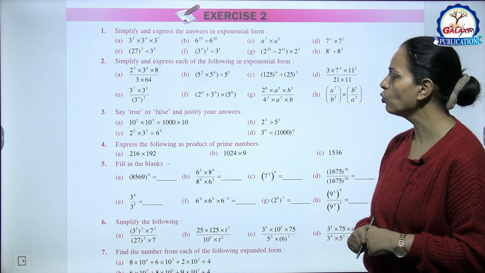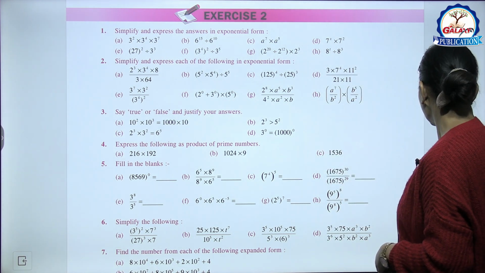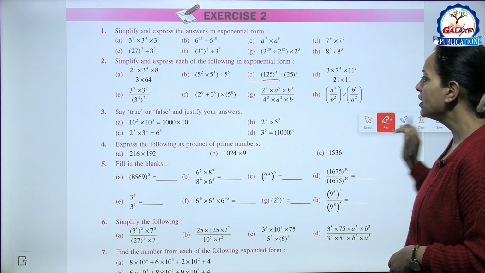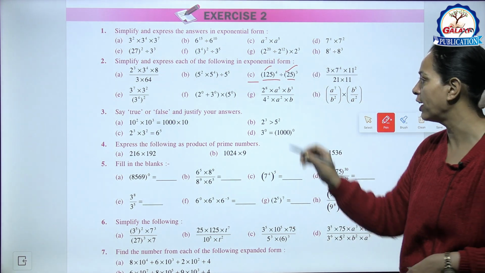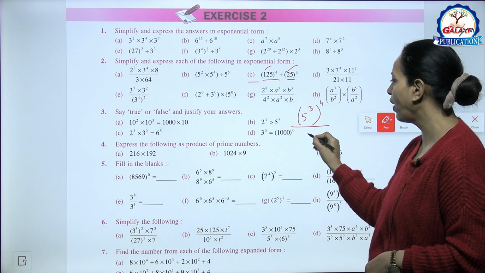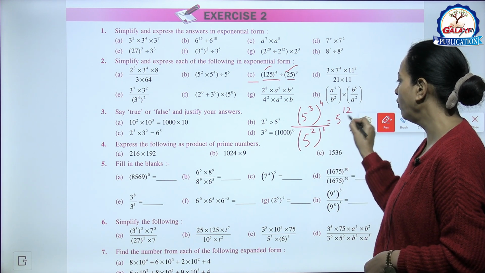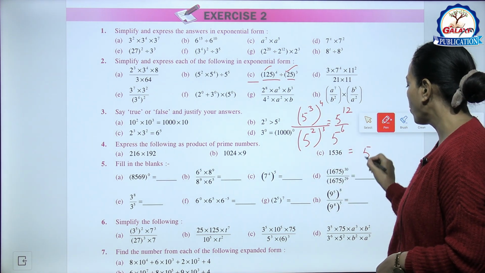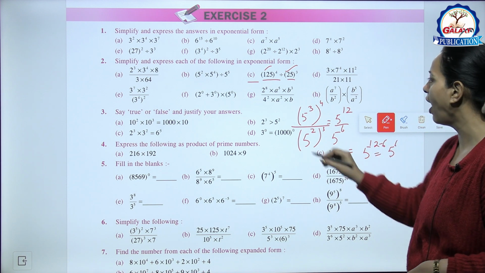Now see the next question number 2. Simplify and express each of the following in exponential form. So see here how to do, like C part, 125 whole power 4 divided by 25 whole power 3. Change both to base 5. So what will you get? 125 means 5 cube whole power 4 divided by 5 square whole power 3. So 5 raised to the power 12 upon 5 raised to the power 6. So what will you get? 5 raised to the power 12 minus 6, that is 5 raised to the power 6 is the answer.